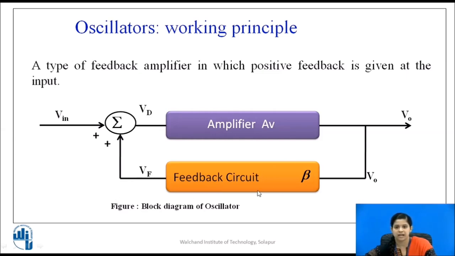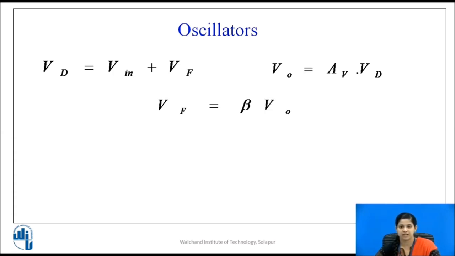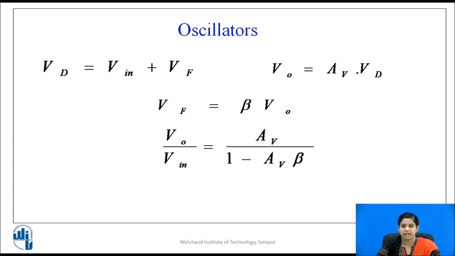So, according to this diagram, we can write the equation for differential voltage as Vd is equal to Vin plus Vf, that is input voltage plus feedback voltage. Then, we can write the equation for output as Vout is equal to AV into Vd. Then the next equation for feedback, we can write Vf is equal to beta into Vout. And we will take the ratio of output and input, that is Vo upon Vin is equal to AV upon 1 minus AV beta.